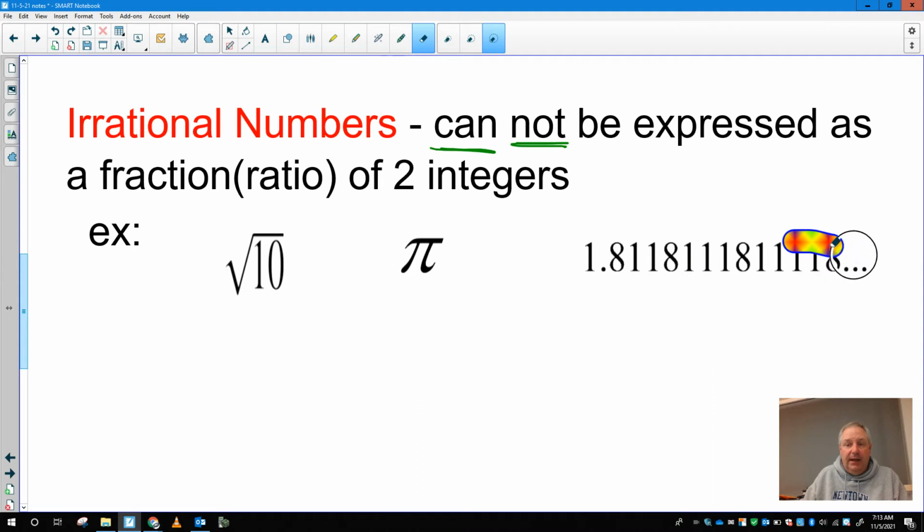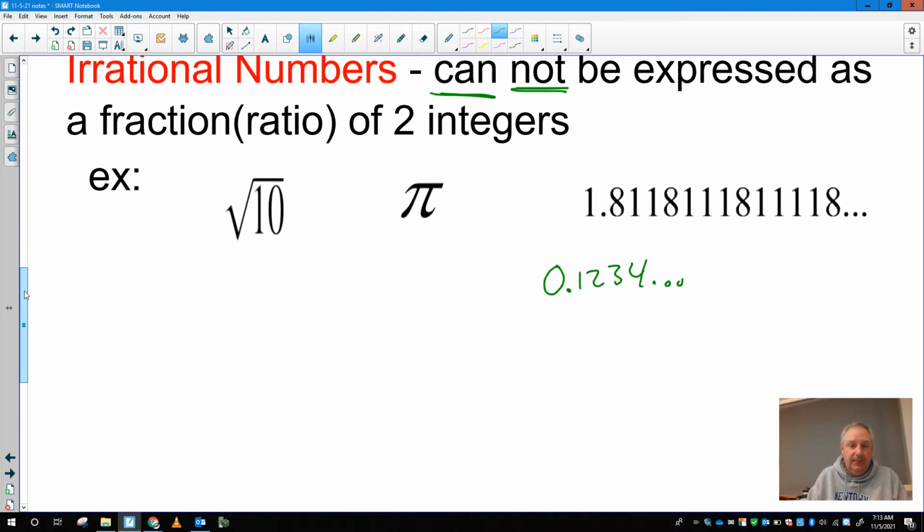That would be something like, I think in section 1 we did maybe 0.1234... It doesn't have to be exactly like that. This is something where you can clearly see the pattern. A pattern is different than repeating. 1.811, 8111, 811111. It doesn't repeat, but it clearly doesn't stop. So that would be irrational.